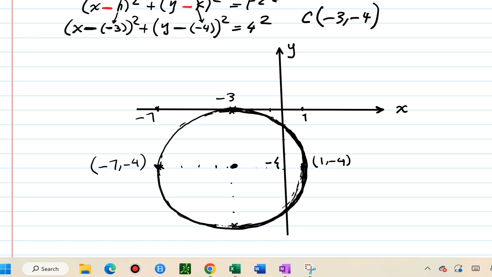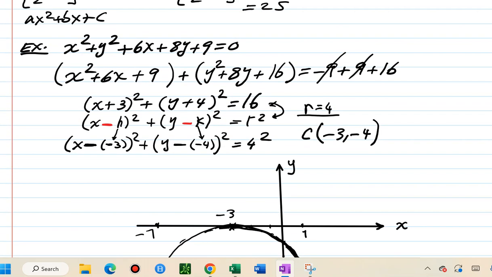Okay, and there is the circle. I just drew it, make sure it's kind of circular because I'm drawing it by hand. And there is the graph of that circle. Now, let's do one last one.